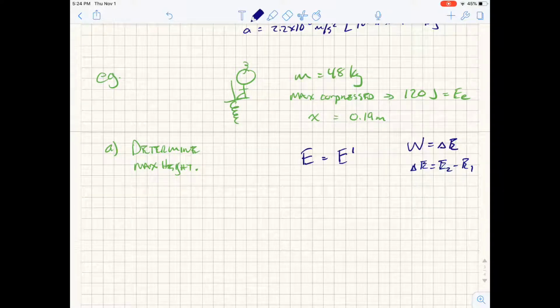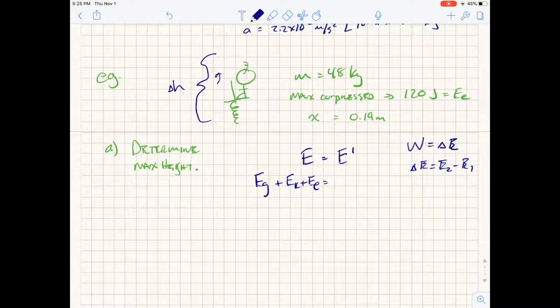Let's write out the types of energies we can have at the moment when it's maximally compressed. He's at the lowest point and he's just about to bounce. So our initial state is going to be Eg plus Ek plus Ee. And the second point that we're going to model is when he's at his maximum height, when he bounces up to some height, delta H.